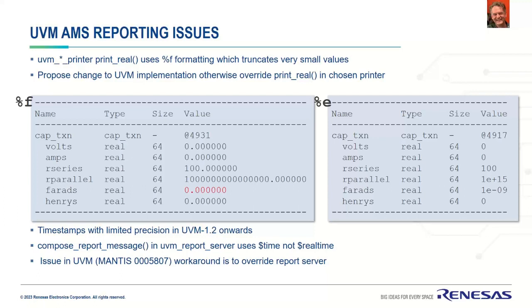There is another issue with the time stamping of the messaging in UVM 1.2 onwards, in that the compose report message in the base class actually uses $time rather than real time. Although there's a proposed Mantis item, essentially we override the report server for our mixed signal examples, and we fix that by using the real time instead.